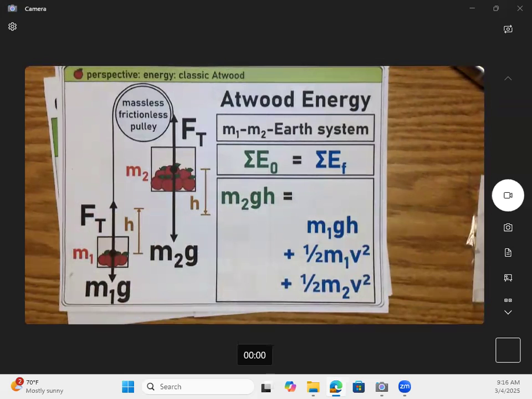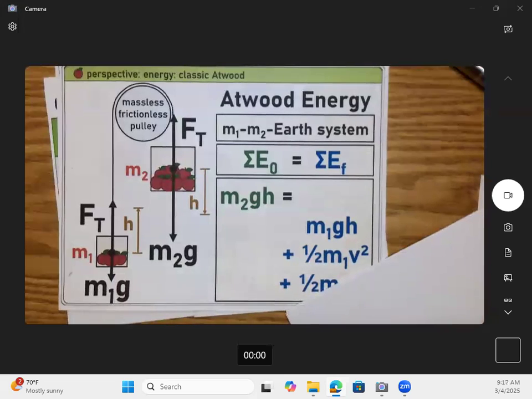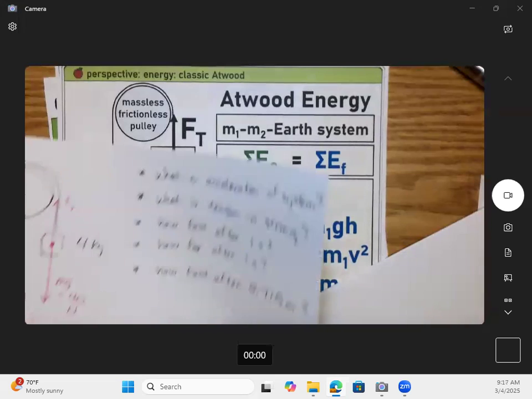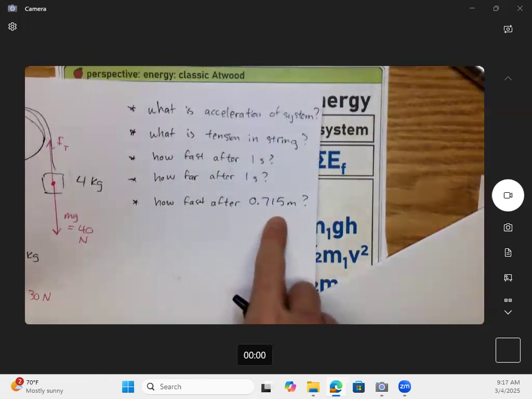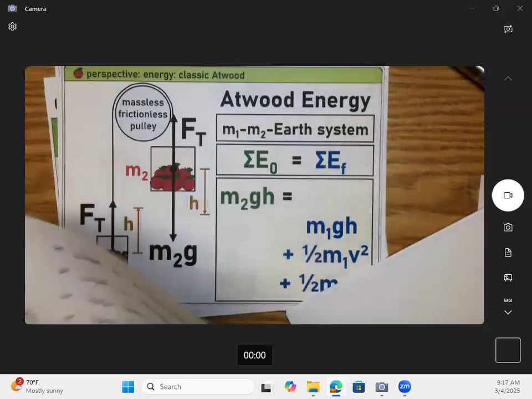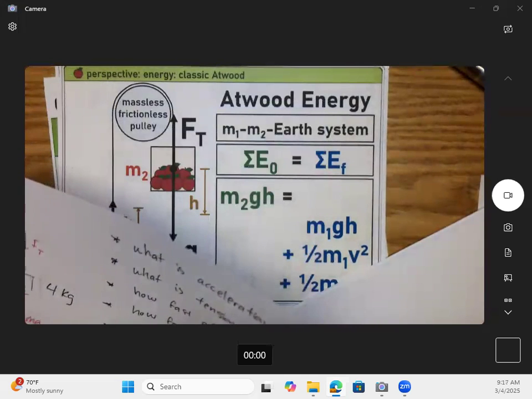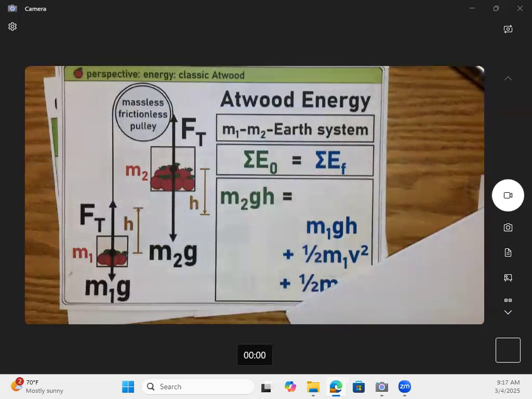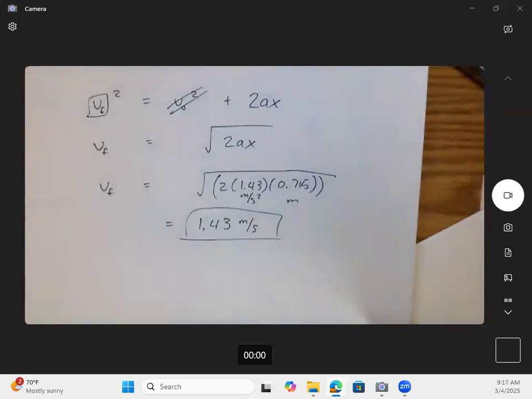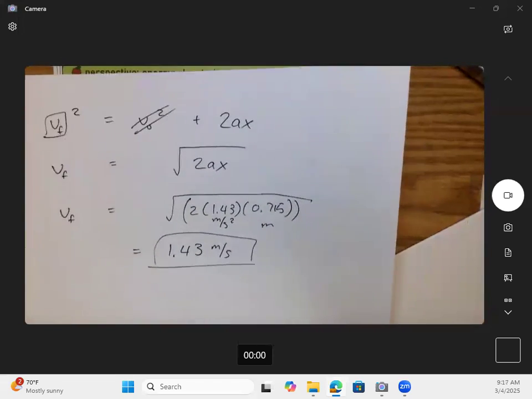Now, what's probably the most obvious question that the setup could answer? Velocity of the block after some height change. Yeah, after some distance moved. Which is the same thing as the last question I asked right here. How fast after some distance moved? Oh, here it is. We got 1.43 meters per second. Guys, remember that? Going through the whole dynamics followed by kinematics.